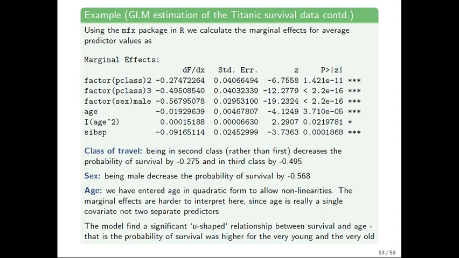And age, well, we entered age in quadratic form, and the marginal effects are harder to interpret here since age is really a single covariate rather than 2 separate predictors. What the model finds is a significant U-shaped relationship between survival and age. So the probability of survival was higher for the very young and the very old, and lower for those middle-aged people in between.